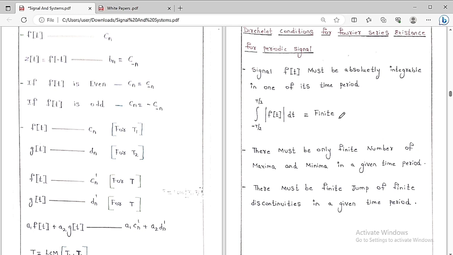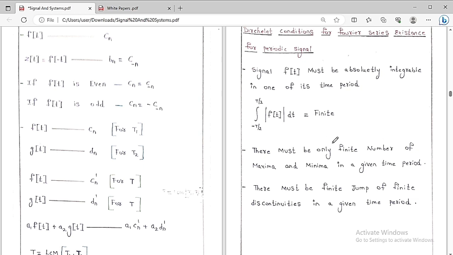Signal f of t must be absolutely integrable in one of its time period. Suppose that you take some f of t is a periodic signal. So take only one time period and do the absolute integral, meaning the magnitude of f of t integrated in one time period, which is integration over t of mod of f of t dt. If you do this one, you should get a finite value.